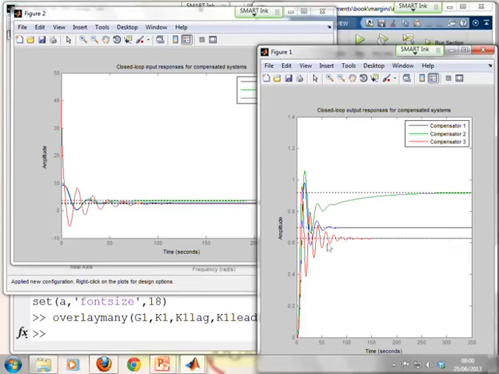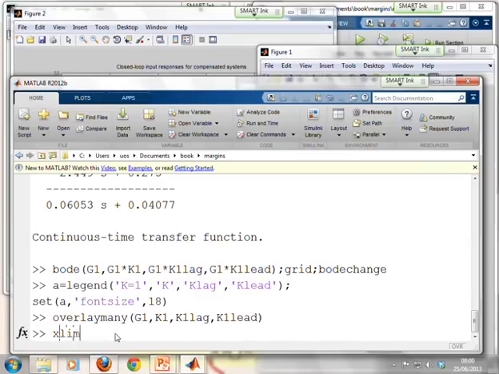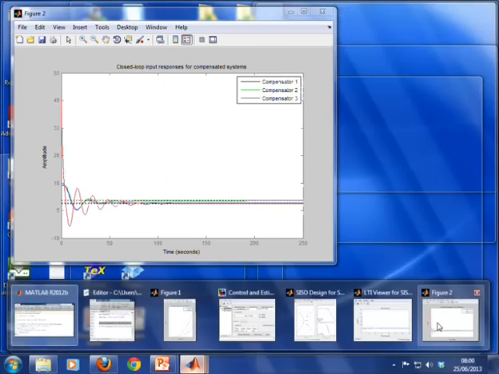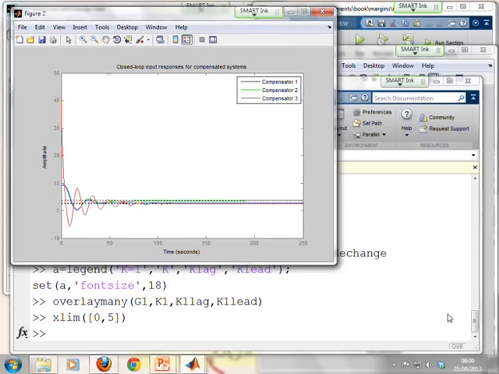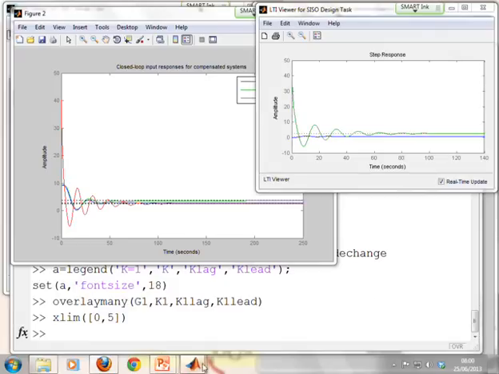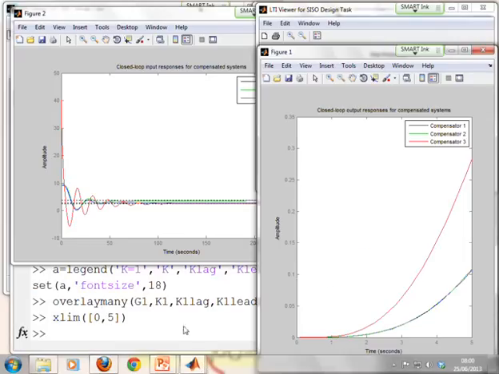Now if you want to see the speed of response comparison, let me go and put an xlim in here. Let's see if that will work. No, it wasn't that one, sorry, I've done the wrong figure. Oh, here it is. There you go.